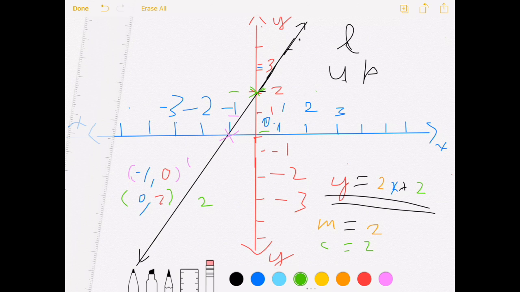If you are given this line, you can use the gradient and the y-intercept, and substitute the values into the formula of y is equal to mx plus c. And you can get, for this line, y is equal to 2x plus 2. Now you will be able to describe this line. So if anyone asks you to describe this line, you can say, well, it has y is equal to 2x plus 2. And that will mean that y has a gradient of 2, which means for every 1 meter it moves along, it moves 2 meters up, plus 2, which means it starts off 2 meters tall.